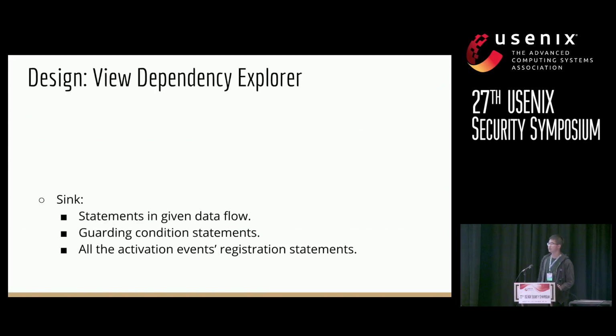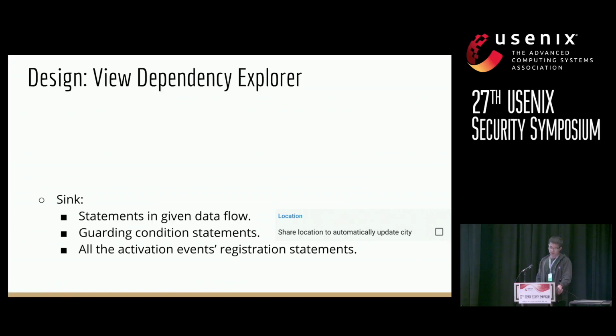As for the sink, there are three types of sinks depending on how the view is related to the flow. First, a view could change the flow's path directly. So all the statements in a given data flow should be included in the sink list. And also, a view could change the guarding condition's value. In our motivating example, the always share location checkbox belongs to such a case. So we need to add all the guarding conditions in the sink list.